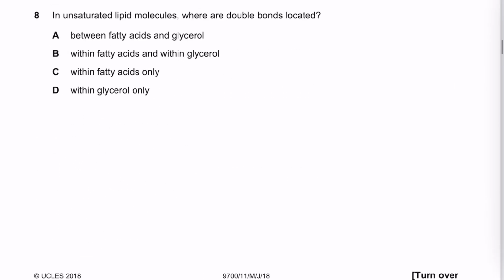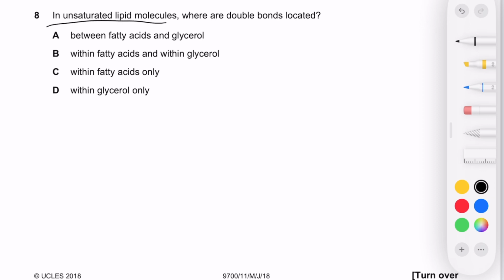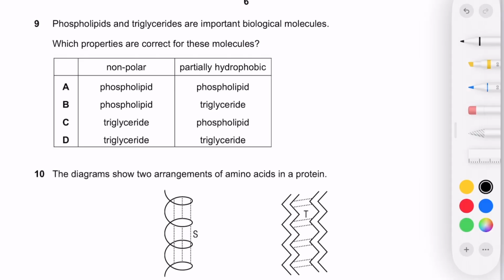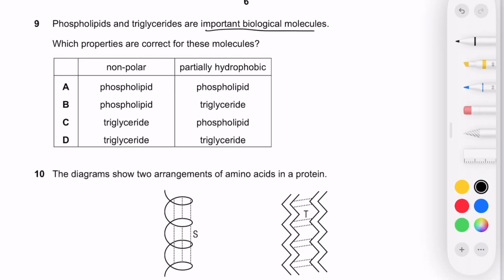Next. In unsaturated lipid molecules, where are the double bonds located? The double bonds are going to be located within the fatty acid chain, between the carbon atoms. So that means it's within the fatty acids only. Phospholipids and triglycerides are important biological molecules. Which properties are correct for these molecules? They describe triglycerides as nonpolar. Phospholipids are partially hydrophobic because they have the hydrophobic fatty acid tails, but the hydrophilic phosphate groups.